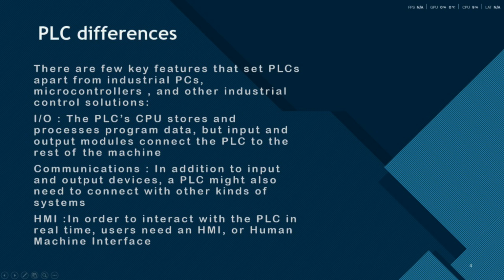PLC difference. There are a few key features that set PLCs apart from industrial PCs, microcontrollers, and other industrial control solutions. I/O. This is short for input and output. The PLC's CPU stores and processes program data, but input and output modules connect the PLC to the rest of the machine. Communication. In addition to input and output devices, a PLC might also need to connect with other kinds of systems. The communication usually uses an Ethernet cable. HMI. In order to interact with the PLC in real time, the user needs an HMI, or human machine interface.